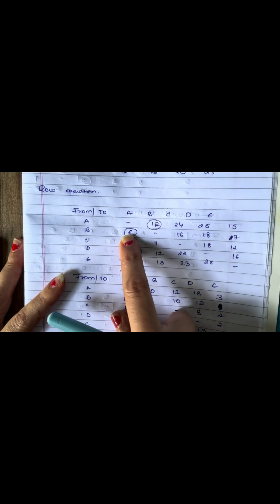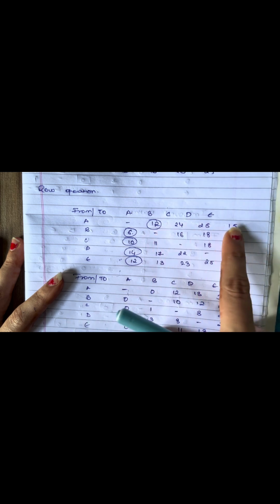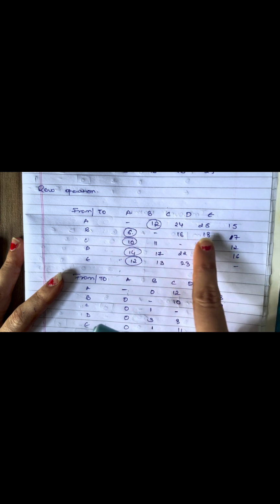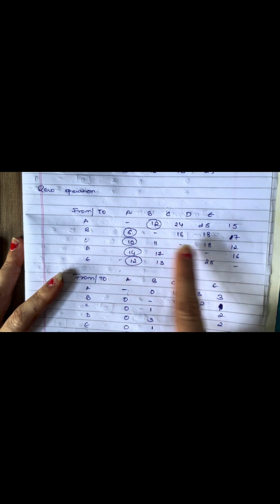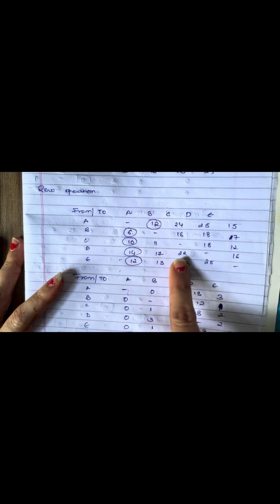I'll take 6 and subtract this 6 from entire row B. So 12 minus 12, 24 minus 12, 25 minus 12, 15 minus 12, 6 minus 6, 0, 16 minus 6, 10, 18 minus 6, 7 minus 6, 10 minus 10, 11 minus 10, 18 minus 10, 12 minus 10. That way I'll identify my row operation.